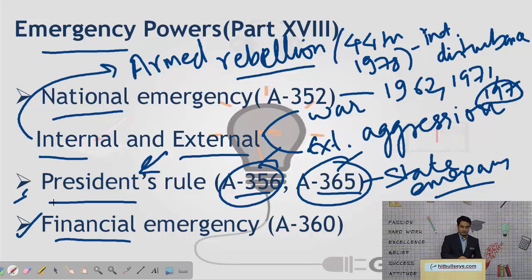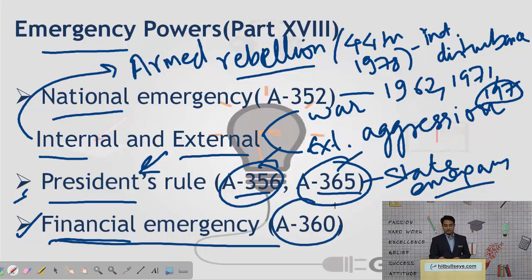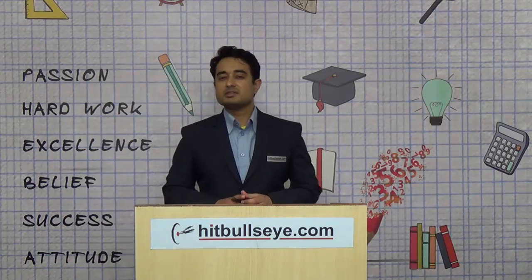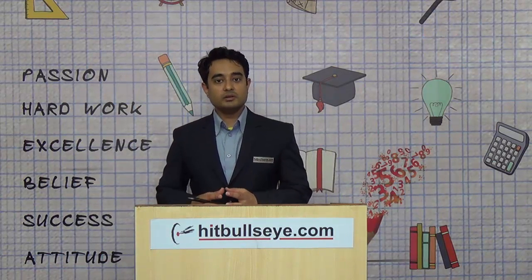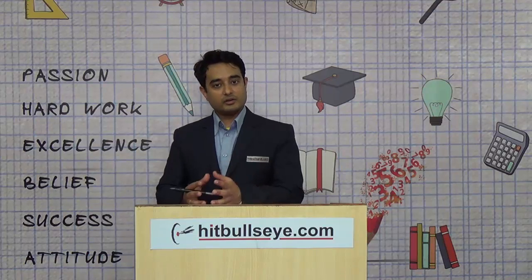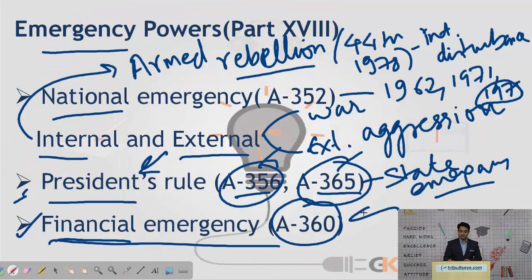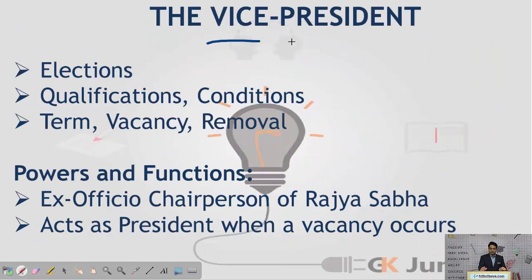Apart from these, there is a third type of emergency, financial emergency, covered by Article 360. Financial emergency states that whenever there is a threat to the stability or credit of the Indian economy, then a financial emergency can be called. So far, no financial emergency has been called. This brings us to the Vice President.